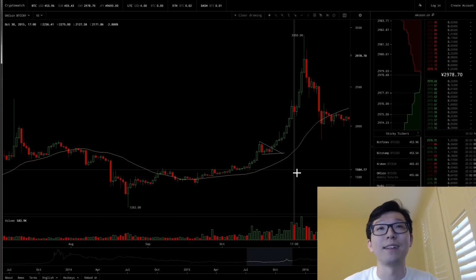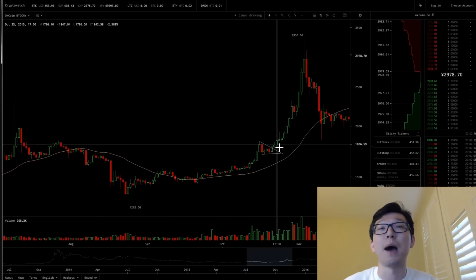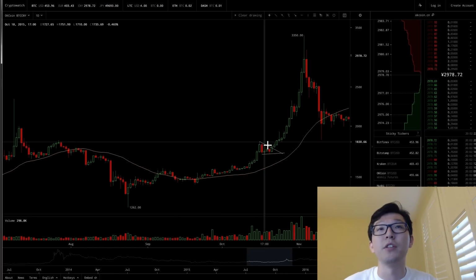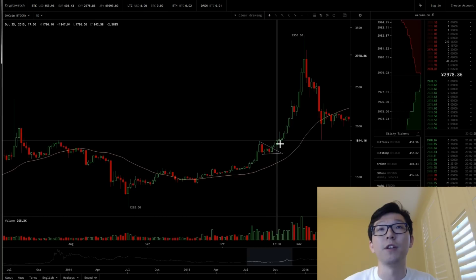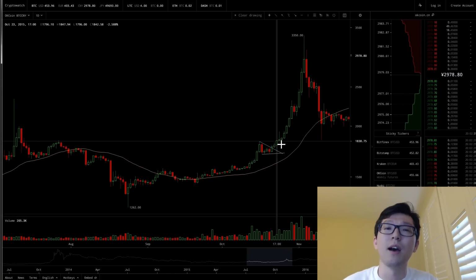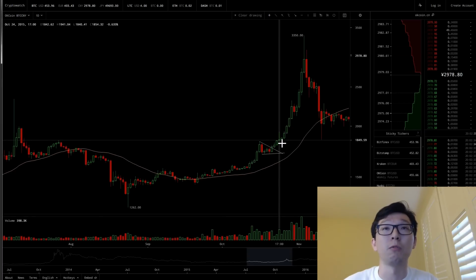Now the second strategy is to buy on a breakout. So you could either buy on the breakout above this trend line here, or buy above the new high over here. There's two ways of doing it. Again, it's all based on your personal preference. It's not a right or wrong answer here.